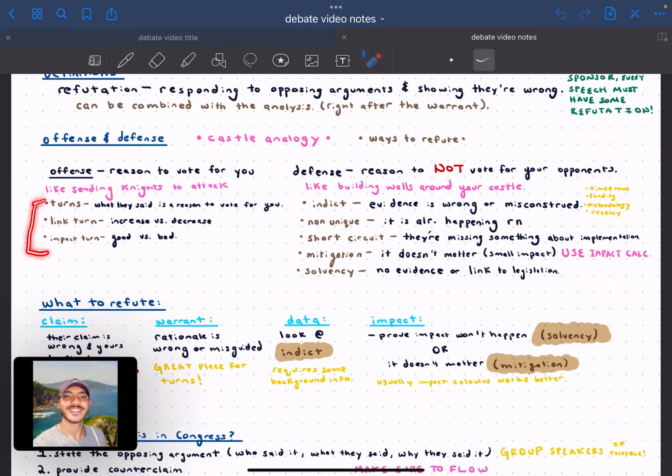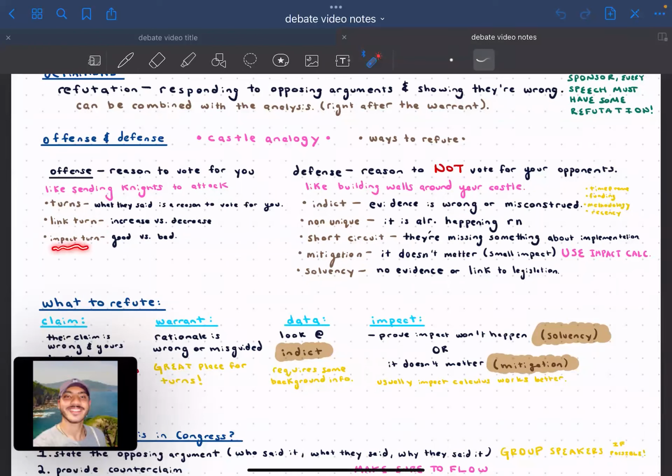The way that we can accomplish this is through these debate terminologies. Turns: what they said is actually a reason to vote for you, right? So someone really confidently goes up in their speech, gives an argument. You can turn their argument by showing what they're saying is actually not a reason to vote for them, but for you. And that's why it's called a turn. What about a link turn? A link turn is this idea that they say something will increase, but in reality, it'll decrease. So the rest of their analysis then goes on your side. It's a type of turn, but specifically to the link. When they say something will increase, it'll actually decrease, or if they say something will decrease, it'll actually increase, something like that.